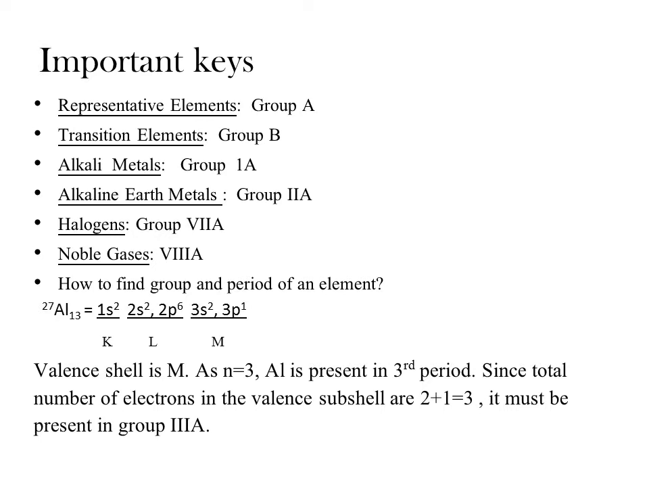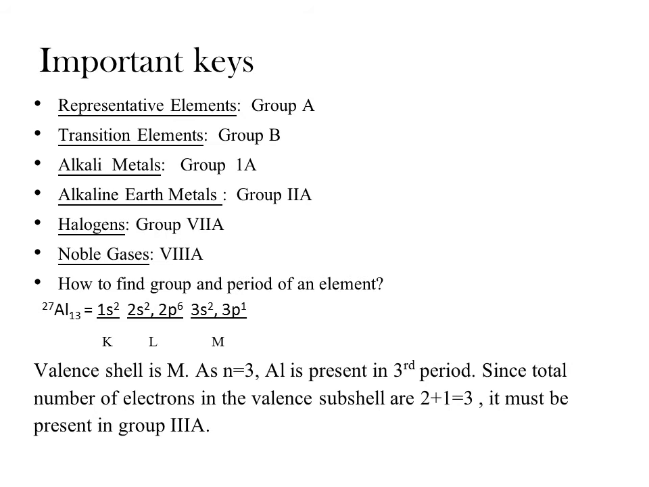And now we are talking about Group B. Group B elements are called transition elements. Transition means they have variable valencies. When we are talking about Group A, a few groups have specific names. Group 1A is known as alkali metals. Group 2A is known as alkaline earth metals. Group 7A is known as halogens.